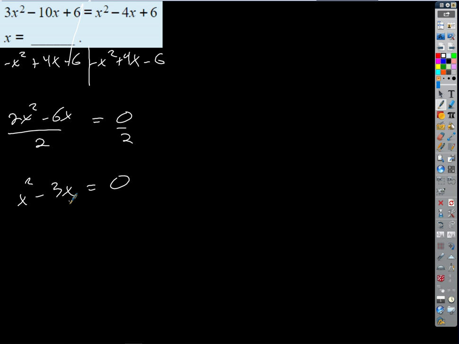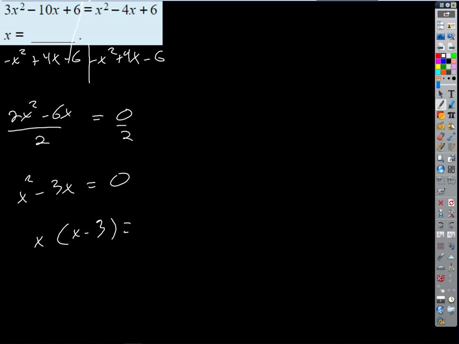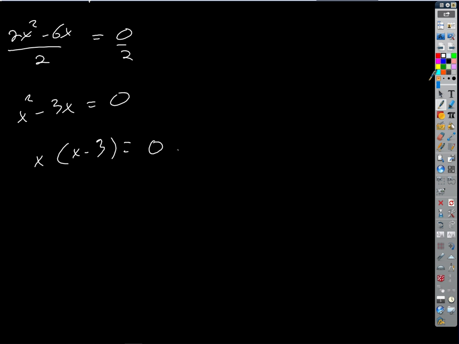Factor. Yeah. I'm going to factor out an x. I just look for a greatest common factor. I can undistribute an x. What am I left with? Just x minus 3, right? Because x times what is x squared? X times what is 3x? 3, right? So I get x minus 3. And if all that's equal to 0, then my solutions are pretty easy, right?